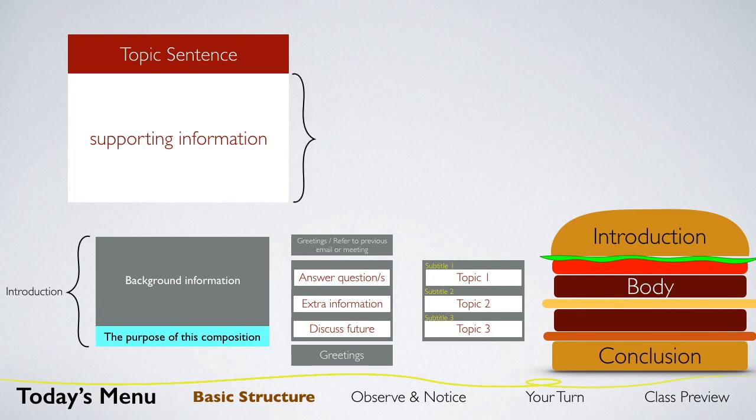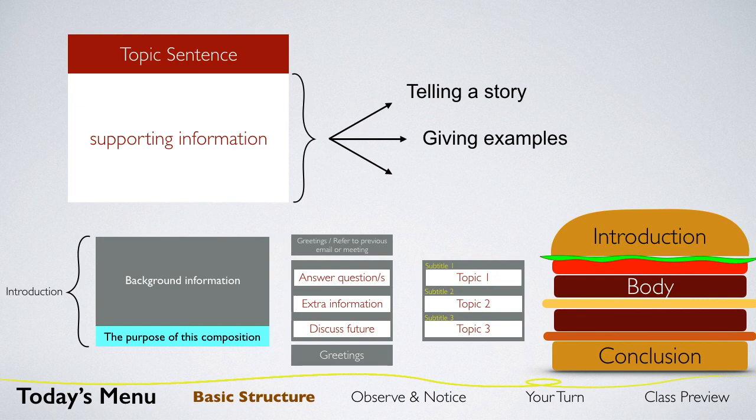We are going to look at 3 main ways of presenting supporting information in this video today. First, we'll have a look at the method of telling a story. Then, we'll have a chat about how you should be giving examples. Finally, we'll think about ways of providing reasons for various opinions. Let's see how these 3 points are used in an actual composition.